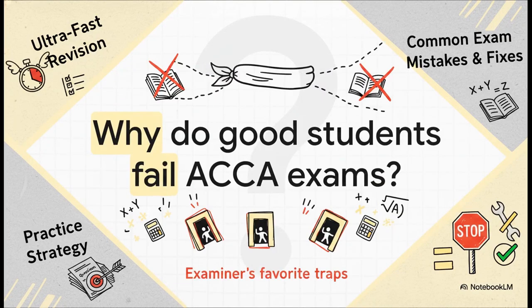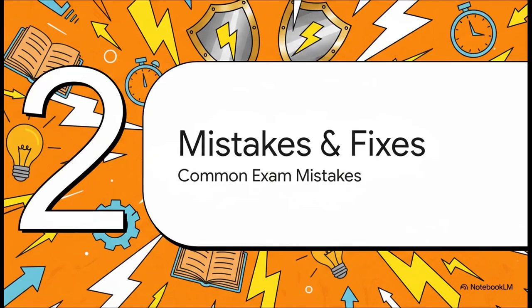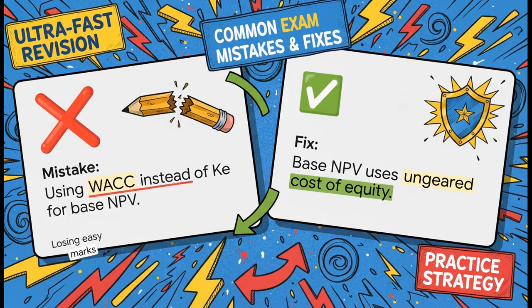So, why do good students fail ACCA exams? Think about that for a second. I mean, they know the formulas, they've read the books, so why do they get 48 or 49% and fail? Well, it's because they walk blindfolded right into the examiner's favorite traps. Let's fix that right now. Which brings us to Section 2, Common Exam Mistakes and Fixes. This is your ultimate shield. We're bringing the energy right back up to maximum, because here is where you secure those extra 5 to 10 passing marks that will literally flip a fail into a solid pass.